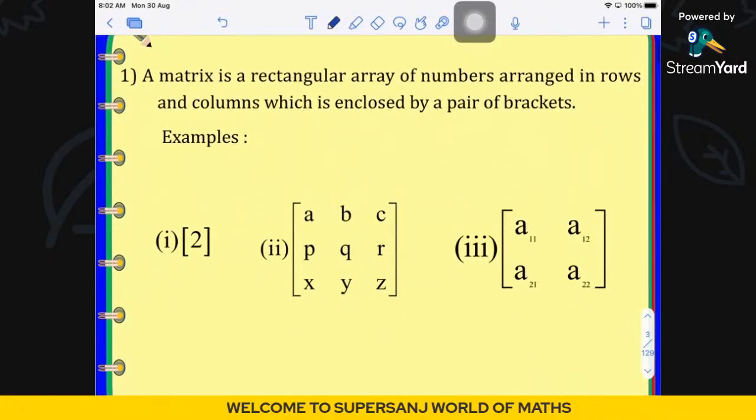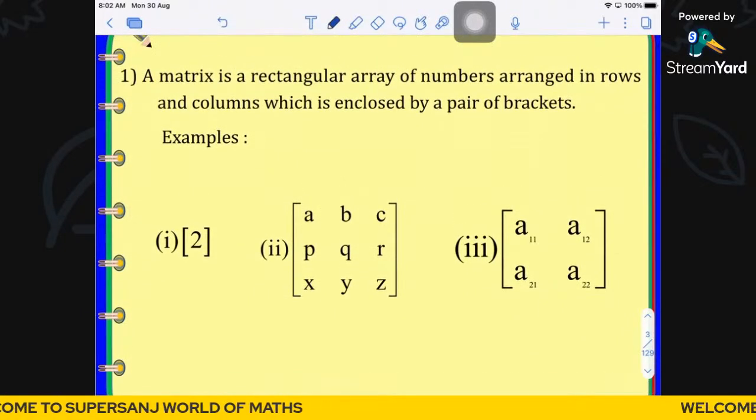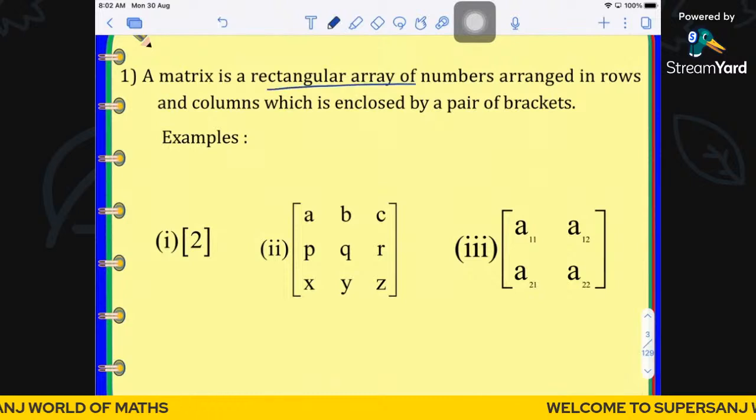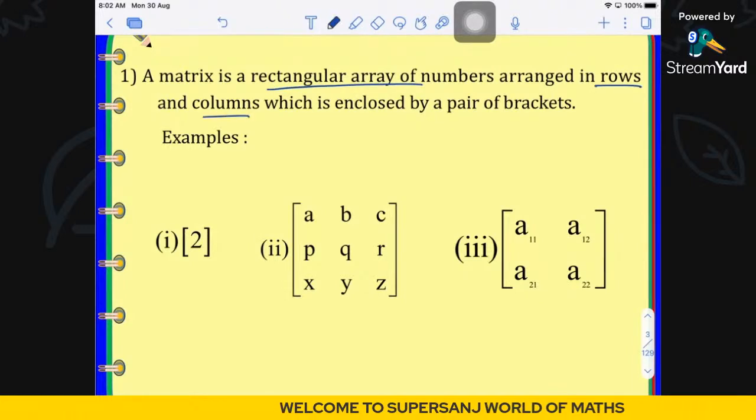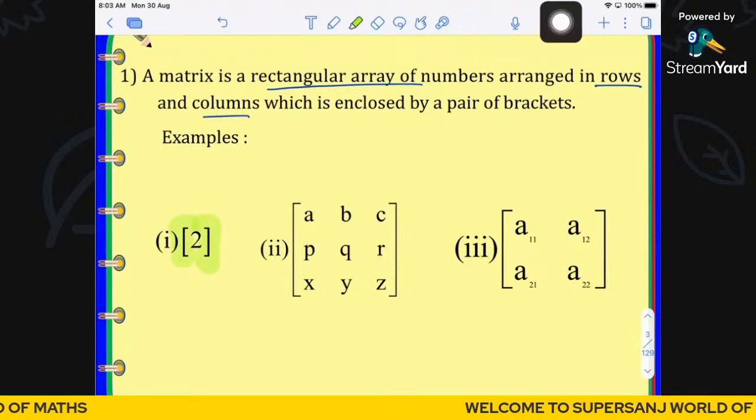Now, if you look over here, the first one is a matrix, which is a rectangular array of numbers arranged in rows and columns, which is enclosed by a pair of brackets. So this is the bracket which we are talking about. Okay, this is the bracket. Here is the bracket line.